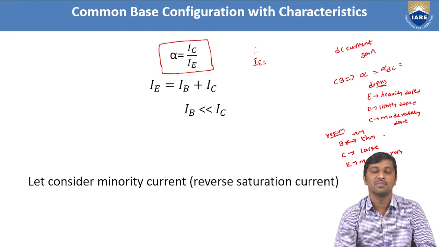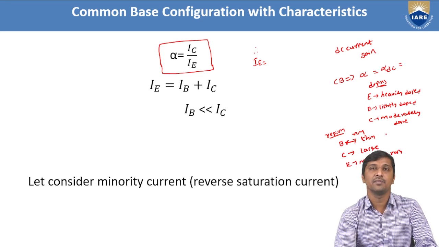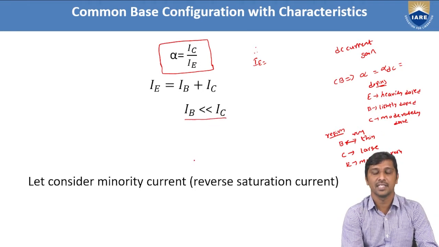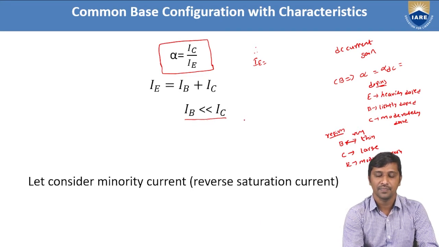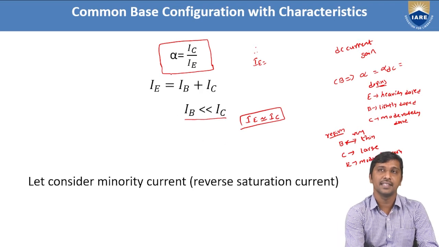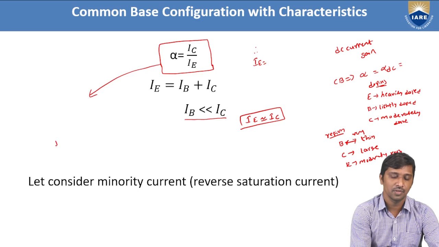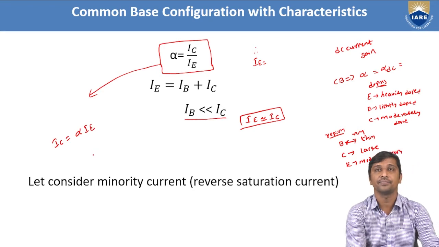That is the reason the given transistor, or BJT, offers a very small base current compared with your collector current. So we take this approximation: the base current is very small compared with your collector current, and we can write IE is approximately equal to IC. And from this DC current gain, if you want to write in terms of the gain parameter, we can write IC is equal to alpha times your IE.